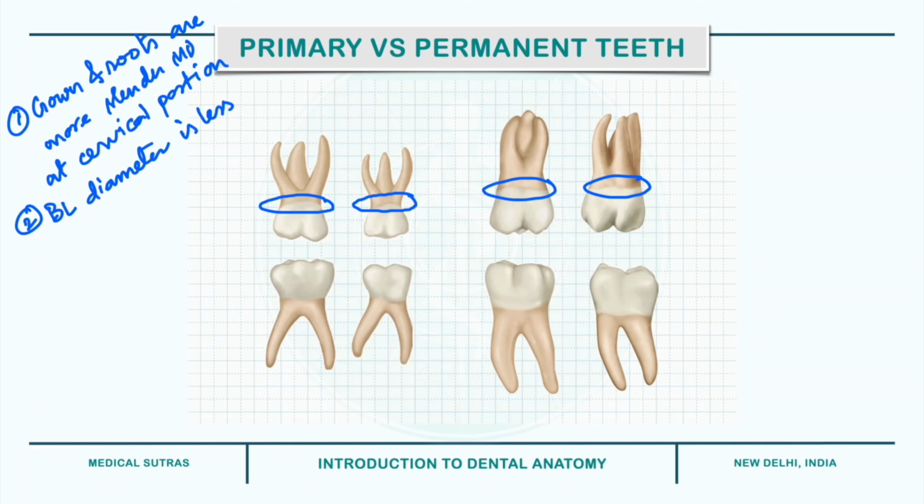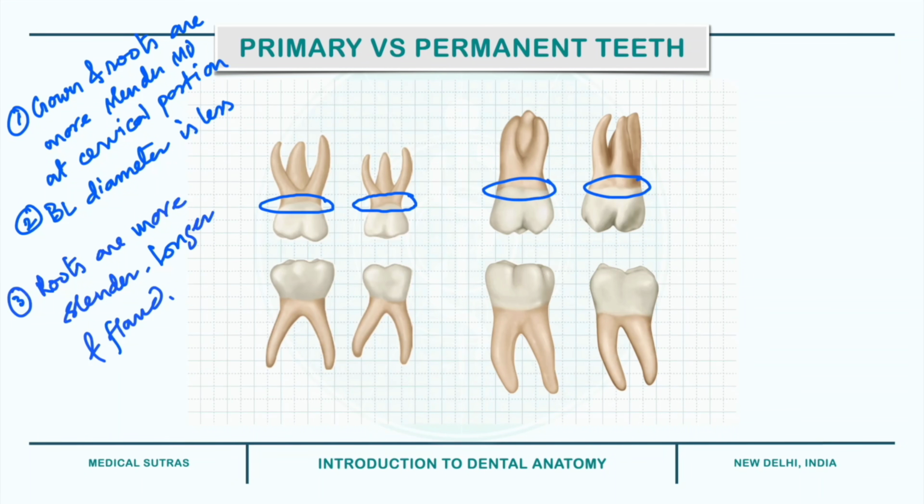Another important point of difference is that the roots of primary molars are more slender, longer, and flared. Longer and flared. And they extend beyond the projected outlines of the crown. Now, this flaring provides space for the permanent tooth crowns to erupt.